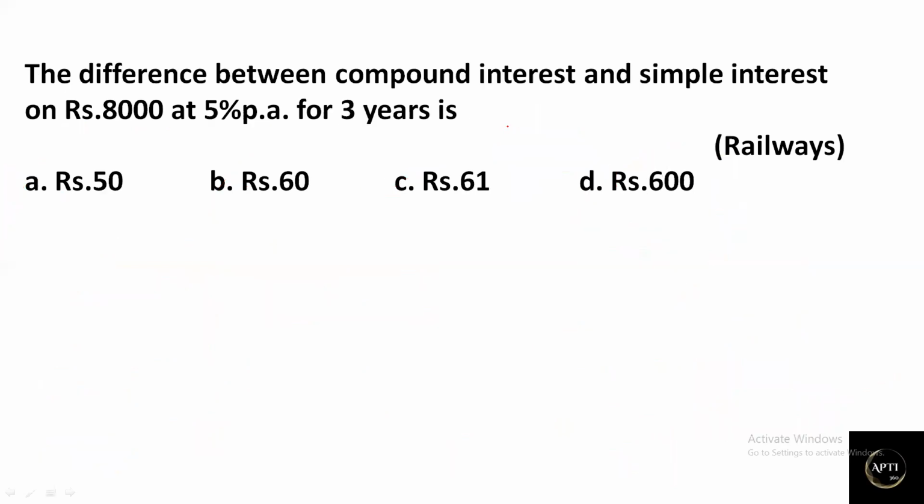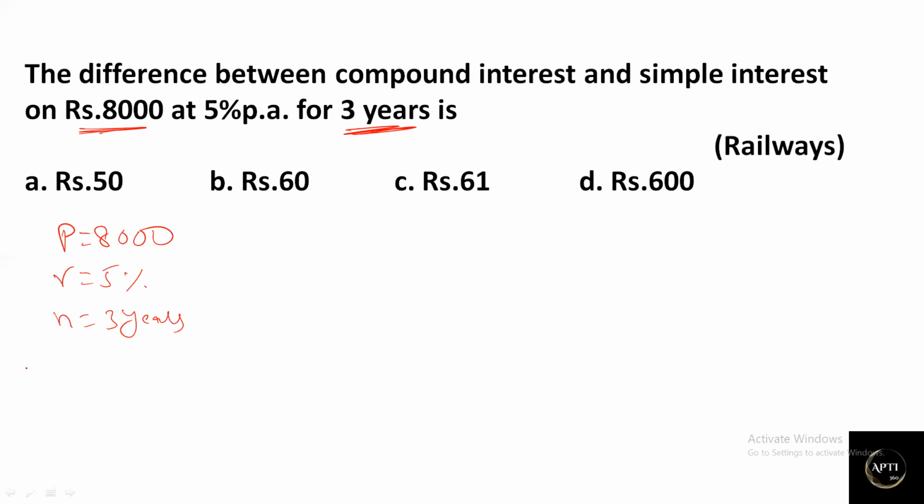Now the difference between compound interest and simple interest on 8,000 rupees at 5% per annum for 3 years is... If you observe here, the number of years given is 3. Now I will tell you how to calculate exactly for 3 years as well. Now we'll try to find it out. Difference between simple interest and compound interest on 8,000 means the principal amount is given as 8,000 rupees. Now what is the rate of interest given? 5%. Number of years? 3 years.